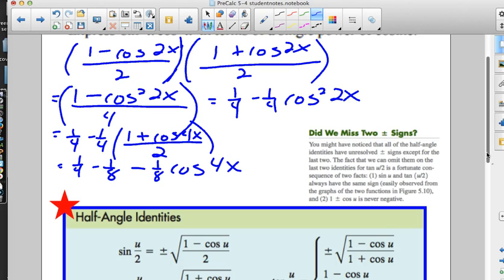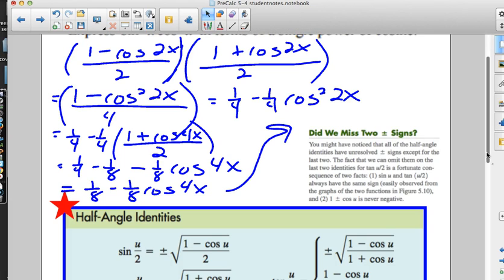A little bit to put together, right? Got 1/4 minus 1/8. Well, 1/4 is 2/8, 2/8 minus 1/8, 1/8 minus 1/8 cosine 4x. This one, you'll find mathematicians that'll leave it just like that because there's two terms, but you'll also find some that will pull that 1/8 out again.